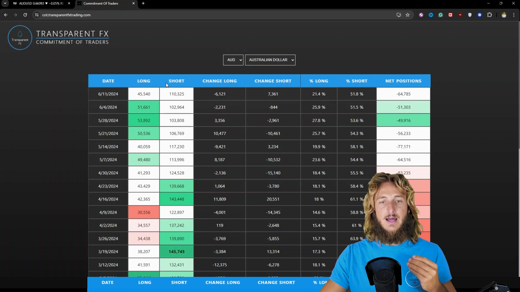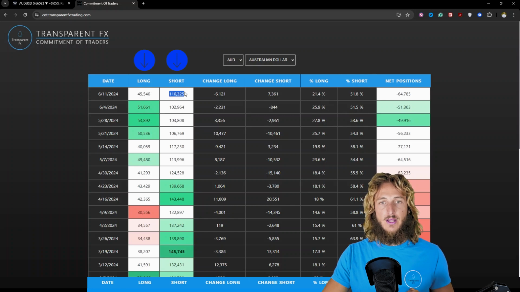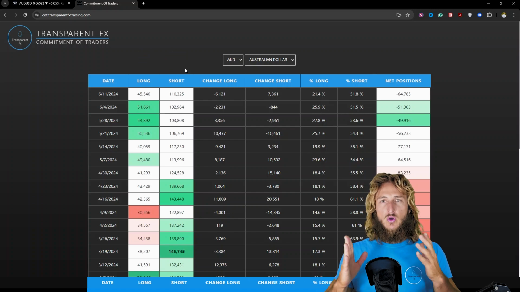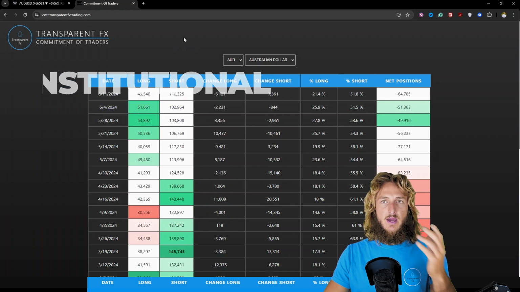We can see, in fact, how they have been increasing their longs that went from 30.5k to 45.5k and decreasing their shorts that went from 145.7k down to 110.3k. So clearly institutions have been moving back to the bullish side for AUDUSD. So let's keep that in mind and move back to the chart.